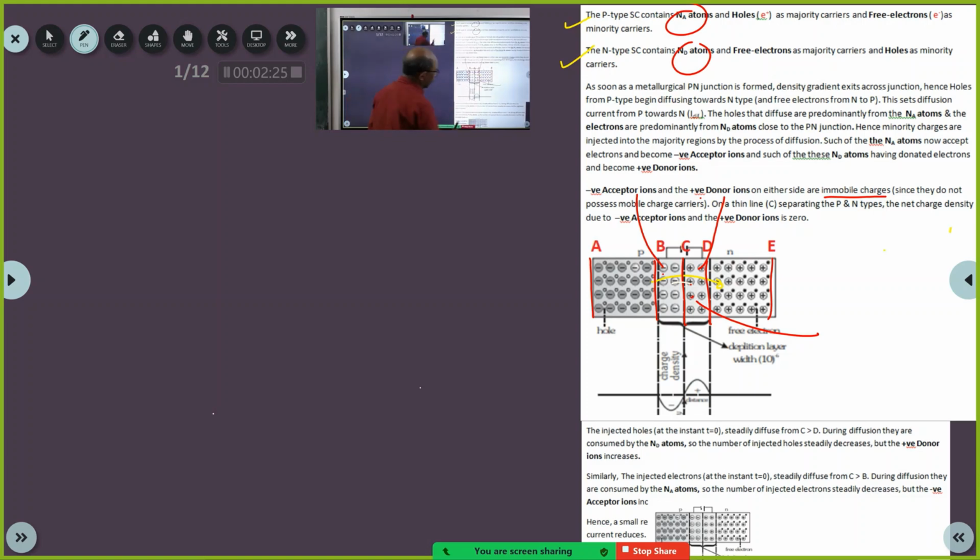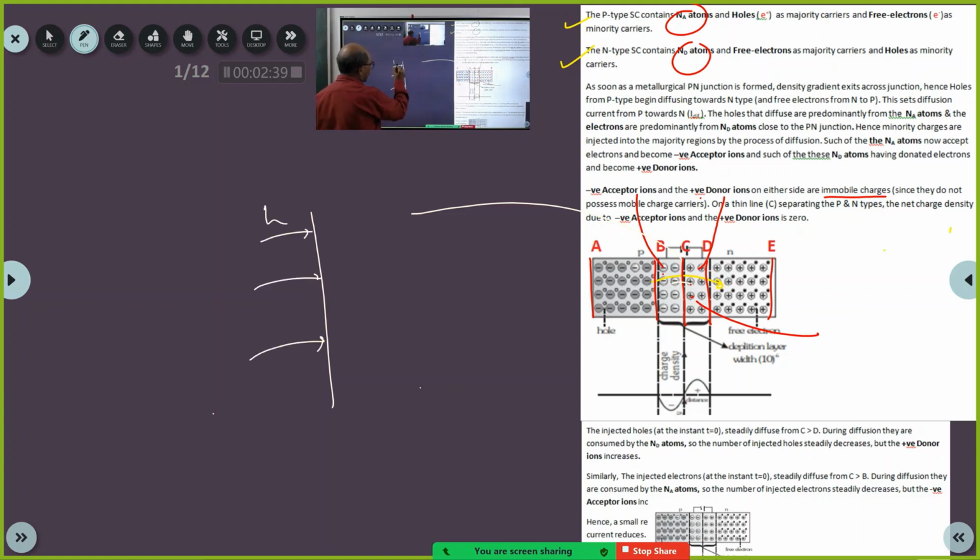Now, the other issue that I was discussing in the last session was that, if you take this line C, from this side the holes have come to this junction C, and I gave you a number, assume that there are some 1000 holes on this line. Now what happens to these 1000 holes? Because of diffusion, these holes start traveling towards D and E. But en route they start getting trapped.